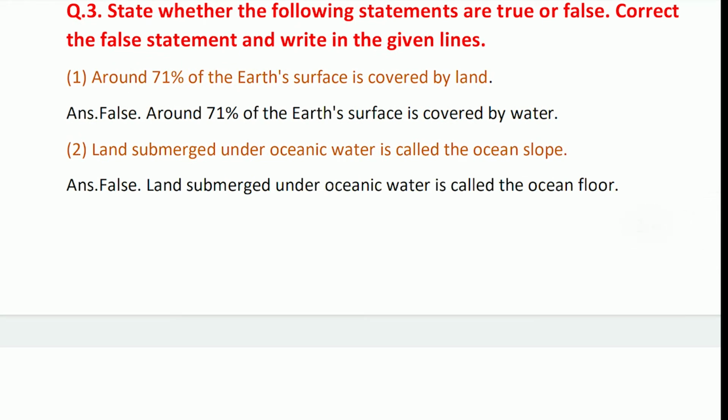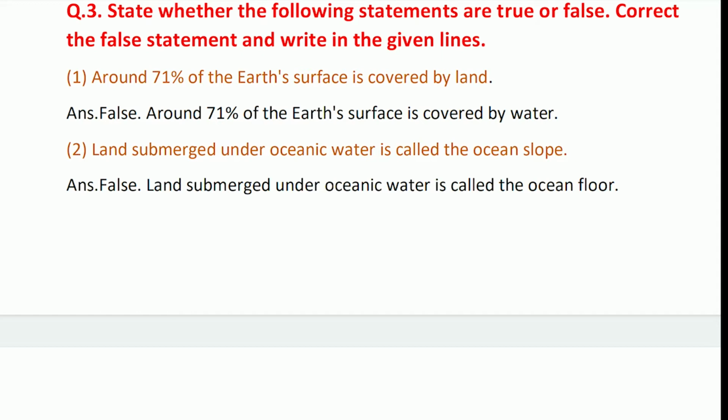State whether the following statements are true or false. Correct the false statement and write in the given lines. Around 71% of the earth's surface is covered by land. False. Around 71% of the earth's surface is covered with water.